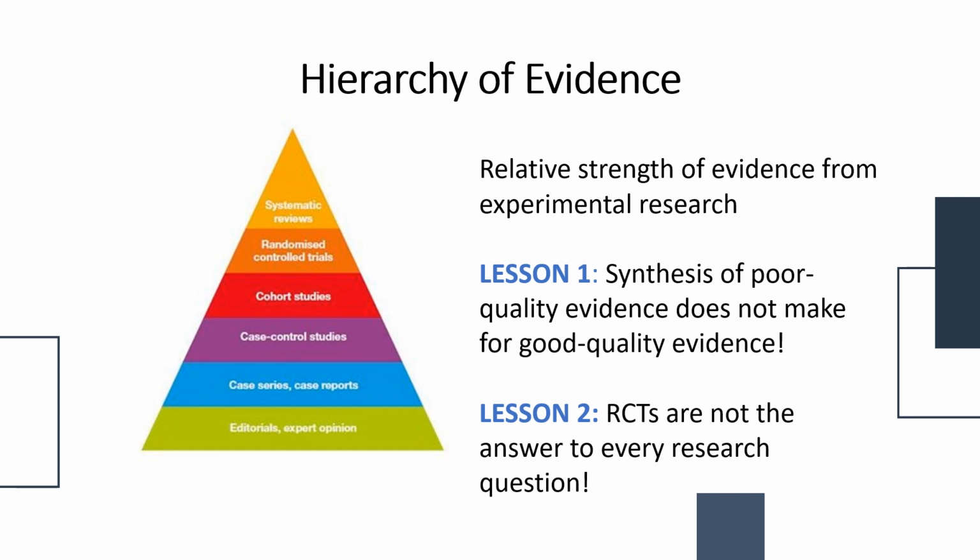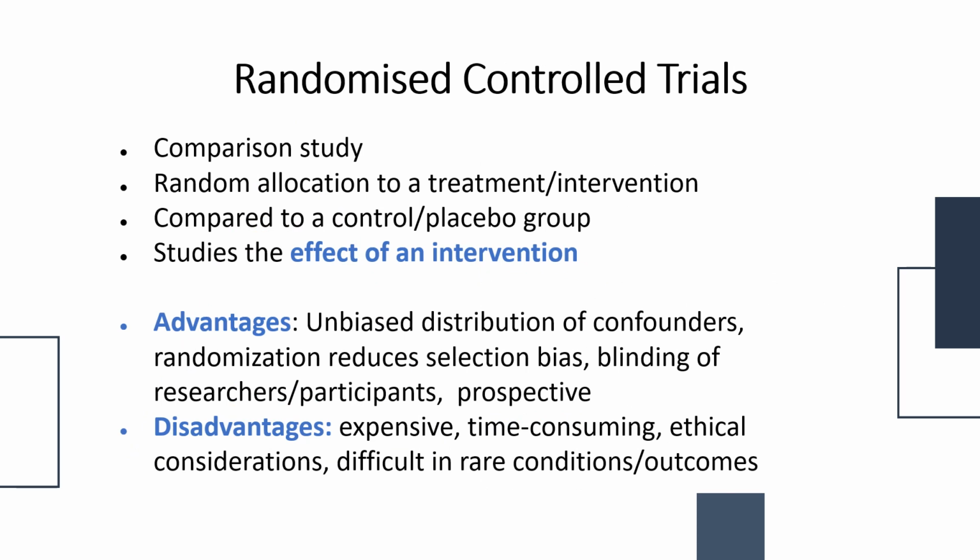The other thing is randomized controlled trials, although really high on our hierarchy of evidence, level 1A evidence, they aren't the answer to every research question, and it's not practical or feasible to run an RCT for every question that we have in research. So what are the different types of trials? So let's talk RCTs. These are comparison studies. Participants are randomly allocated to a treatment or intervention and then compared to a control or a placebo group. And what we're looking to see is what's the effect of that intervention in this cohort of patients.